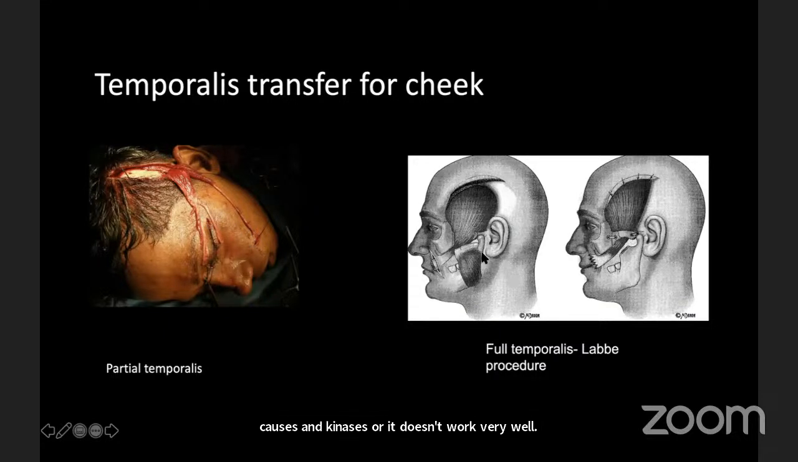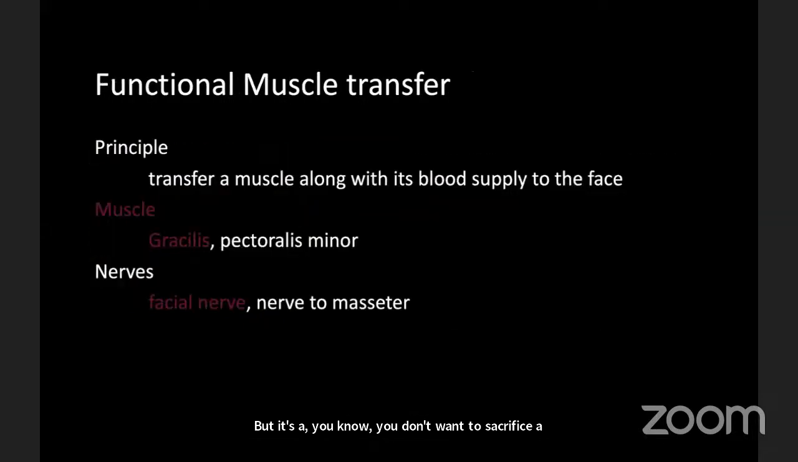What previously was described was something called the Labbé procedure, where you detach the temporalis and you suture it to the angle of mouth at its tendon. But you don't want to sacrifice the temporalis because that is the only dynamic way of rehabilitating the eye.